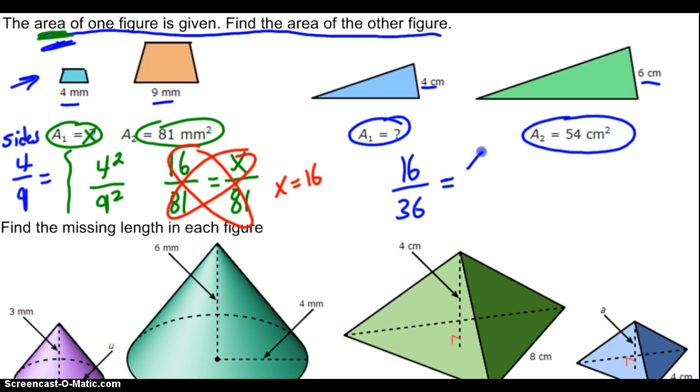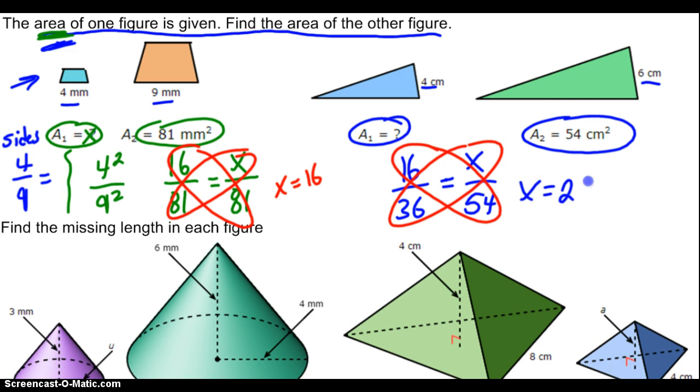And I'll compare that to the actual areas of the two shapes. The area of the first one is x. We don't know what it is. The area of the second one is 54. And if you cross multiply, you should get x equals 24. So the area of this shape is 24 centimeters squared.